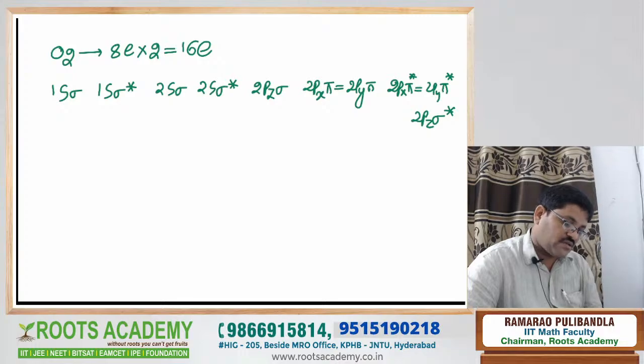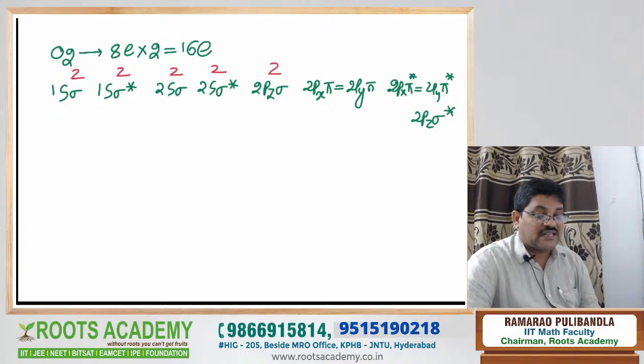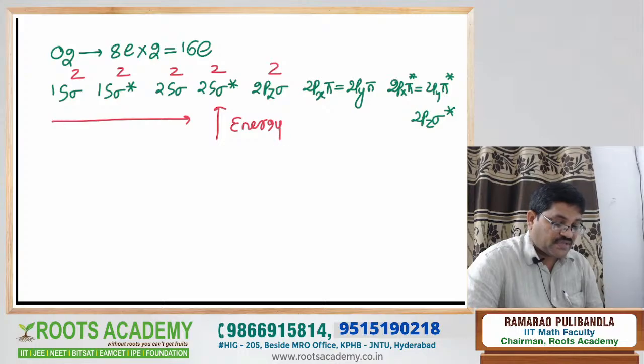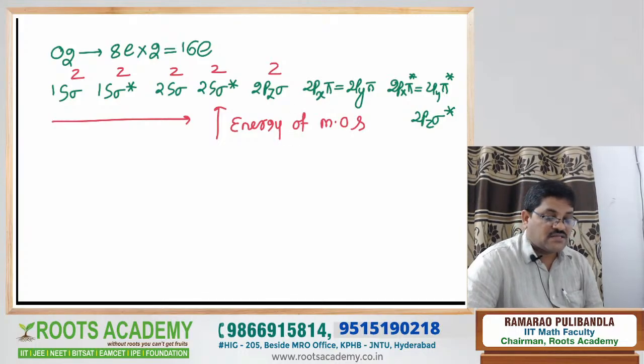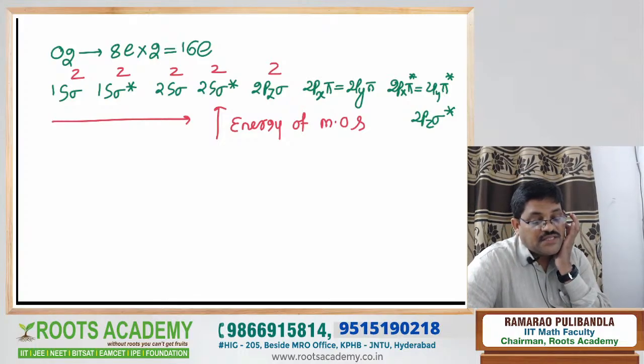Now for the O2 gas, 16 electrons are there. So one sigma is filled with 2 electrons. One sigma star, meaning anti-bonding, is filled with 2 electrons, and so on. This is the 2pz sigma bonding molecular orbital after filling the 2 electrons. Totally 10 electrons are completed, because this is in increasing order of energy of the molecular orbitals. Now, because of the equal sign, we can apply Hund's rule. According to Hund's rule, each molecular orbital is filled with a single electron.